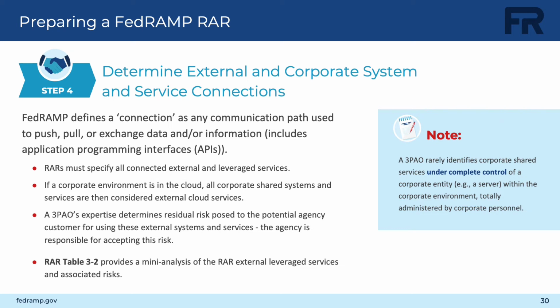A 3PAO must report the use of third-party providers and external services or systems lacking FedRAMP authorization. At the time of the RAR completion, a 3PAO completes Table 3-2 to provide a mini-analysis of the RAR external leverage services and associated risk. A 3PAO utilizes their expertise to determine residual risk posed to the potential agency customer for using these external services and systems. Agencies may choose to use cloud services that lack FedRAMP authorization per their own risk tolerance levels.